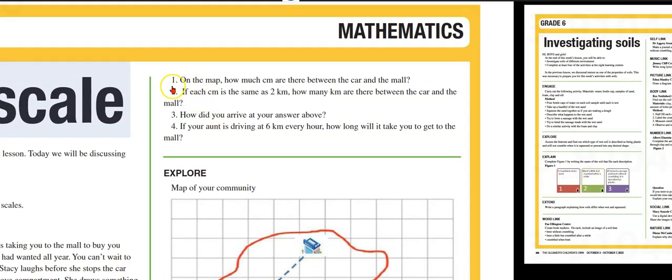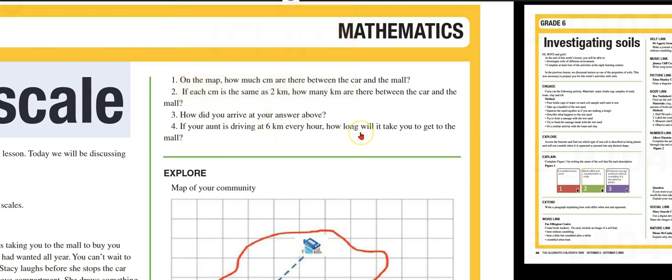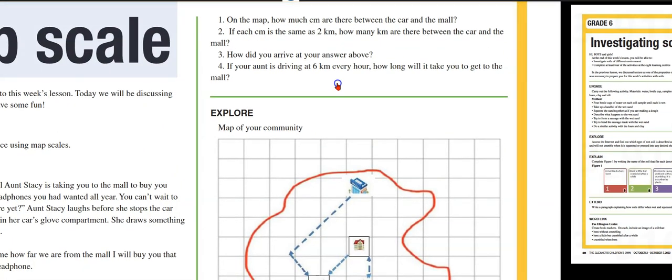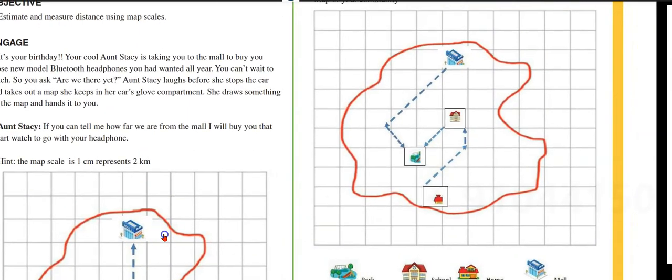It says 1. On the map, how many centimeters are there between the car and the mall? 2. If each centimeter is the same as 2 kilometers, how many kilometers are there between the car and the mall? How did you arrive at your answer? And if your aunt is driving kilometers every hour, how long will it take you to get to the mall? I'd like you to work this one out. Okay. And give us your answers.